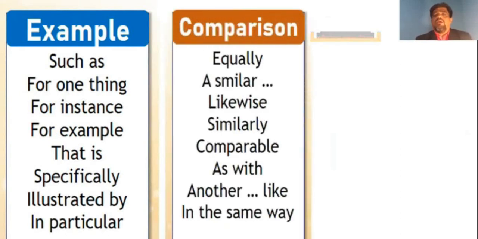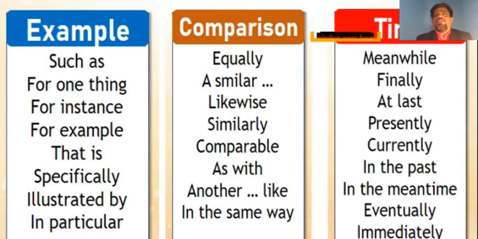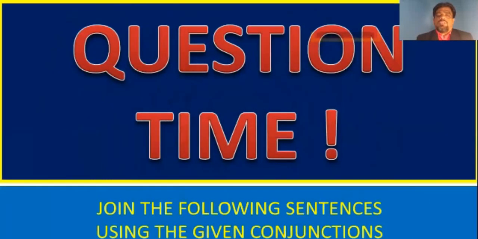And then again, we have conjunction words that could be used to compare things. For example, equally, in a similar way, likewise, similarly, comparable, as with, plenty of such words. Expression of time. When we write sentences, just before the sentence, how could we express the order of things one after another? How could we write? Meanwhile, first, at last, presently, currently, all these words work like conjunctions.